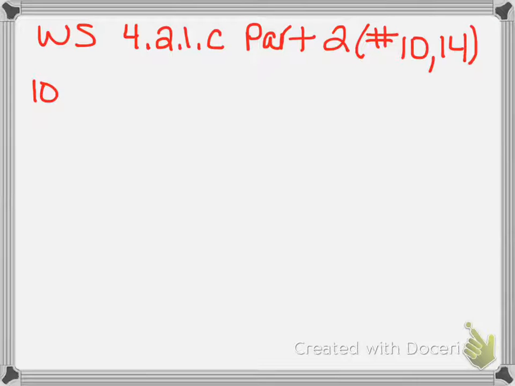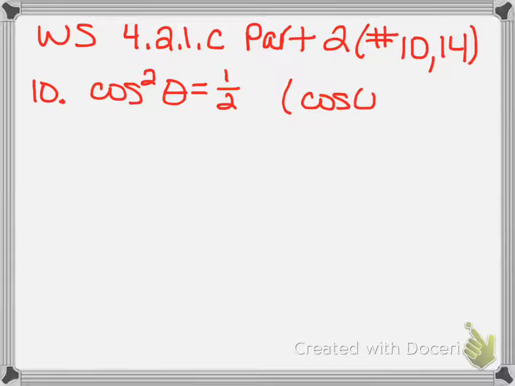So on question 10, the only thing you really need to remember is that when you see cosine squared of theta is equal to 1/2, that is the same thing as saying cosine of theta squared is 1/2. Okay, and so in order to get cosine by itself, all you need to do is square root both sides. Now that does require that you remember a couple of things.